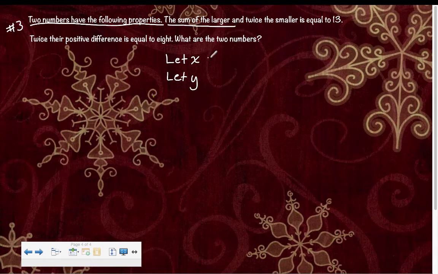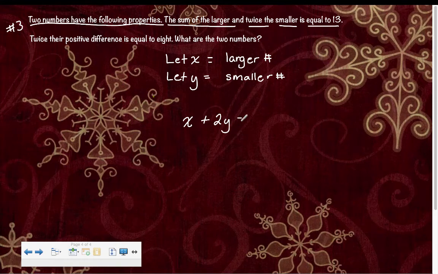All right, so definitely one of these is larger. So I'm going to make this the larger number. And this is going to be the smaller number. So the sum of the larger and twice the smaller. So it says the sum of the larger and twice the smaller equals 13.